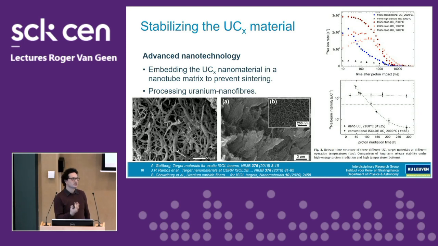And this is actually because of the sintering. Your material is just closing down and short-lived species do not manage to come out in time anymore. However, working with the nano UCx in this nanotube matrix, they managed to maintain, over quite a substantial amount of time, beyond 10 days here, the yield steady on those very short-lived isotopes. So that's definitely something that is extremely desirable if you want to have a long-term, reliable operation.